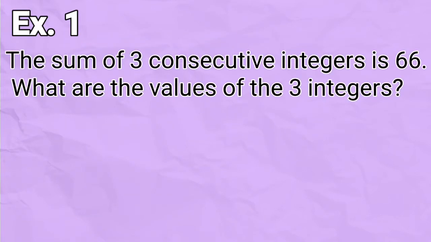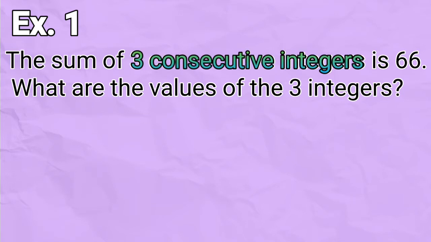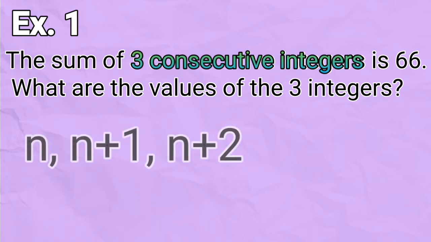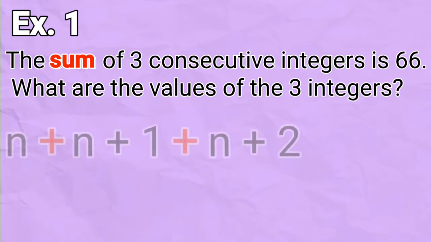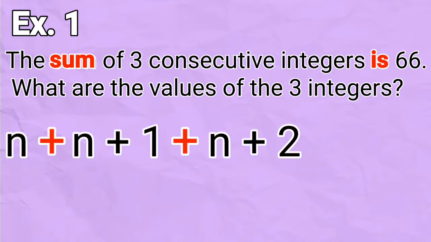Now, let's look at example 1. It says, the sum of 3 consecutive integers is 66. What are the values of the 3 integers? So I see the phrase 3 consecutive integers. So I'm going to use n, n plus 1, and n plus 2. It says the sum of 3 consecutive integers is 66. So that tells me I'm going to add them up, and that's going to equal 66.